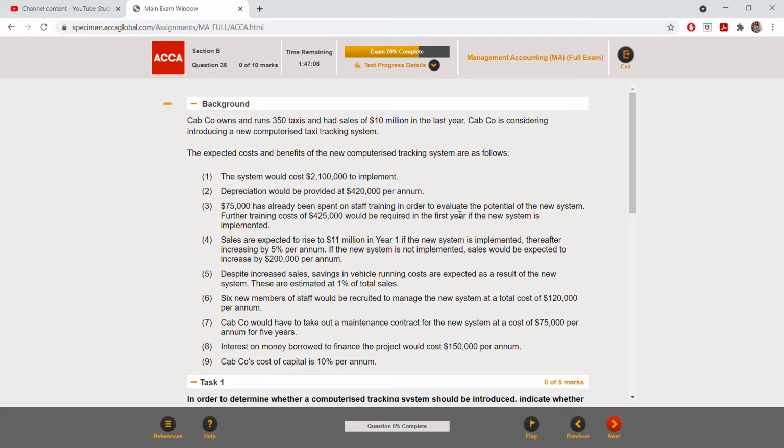This is part 2 of the management accounting specimen paper. Section B; section A I have covered in part 1. In section B we have 3 questions and each question is worth 10 marks. That means in total we have 30 marks. In section B you'll be given a background, and this is similar for your F1, F2 and F3, all the 3 papers.